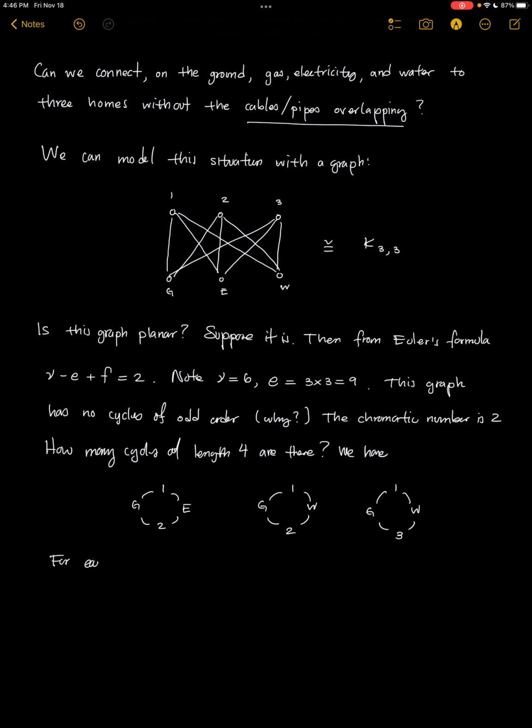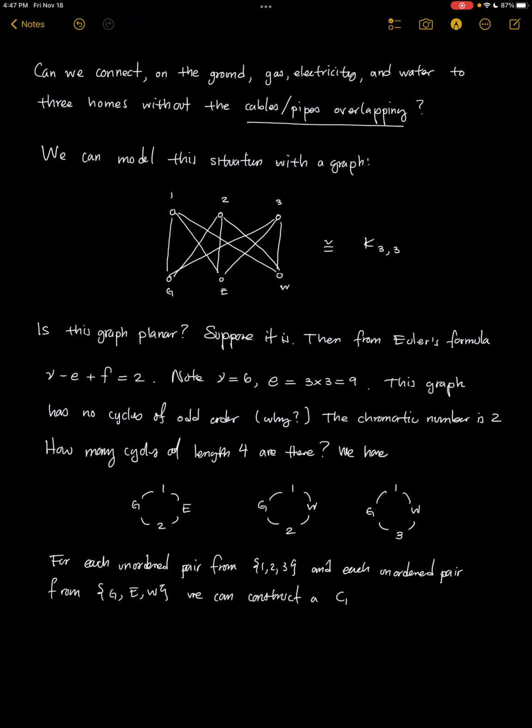So that indicates that at least we have the following. For each unordered pair from the set of homes, and each unordered pair from the set of utilities, we can construct a cycle of order 4, so a copy of C4.